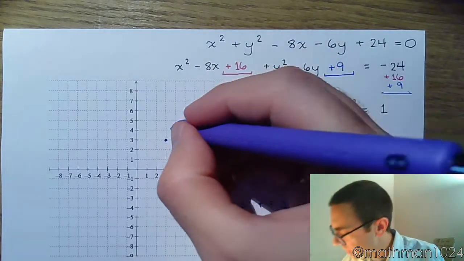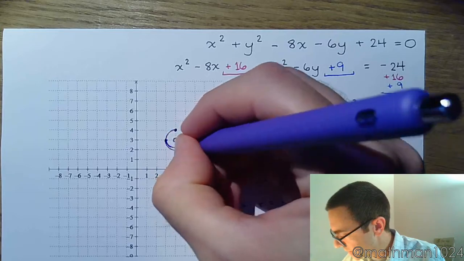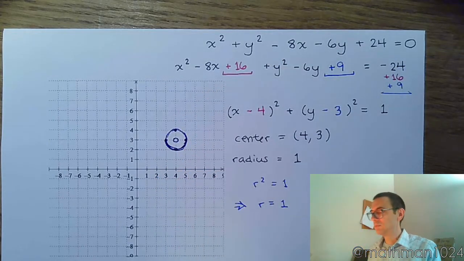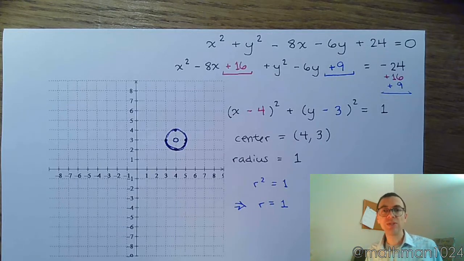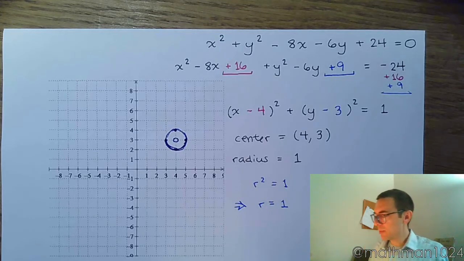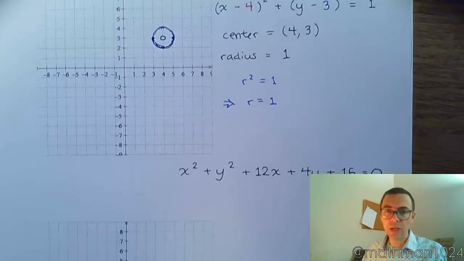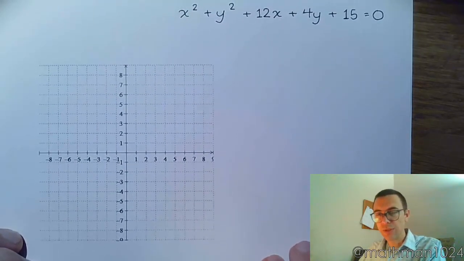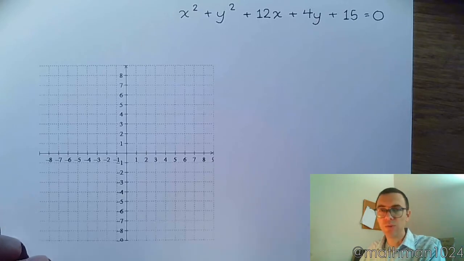All right, now we just connect the dots, drawing a nice circle like that. There you go. So we translate from that general form into the center radius form by completing the square. Same thing's going to happen in this next problem. Here we have x squared plus y squared plus 12x plus 4y plus 15 equals 0.